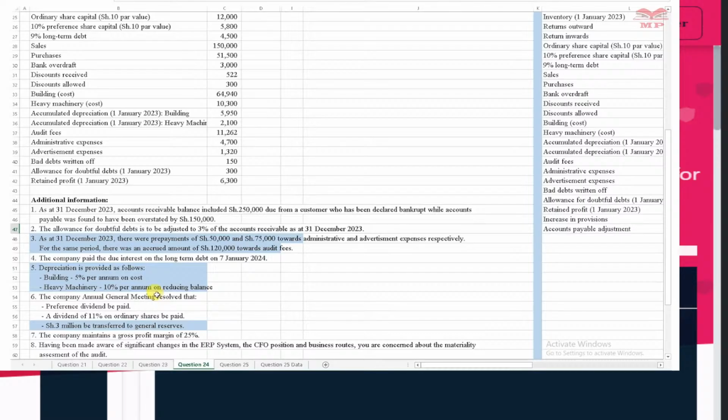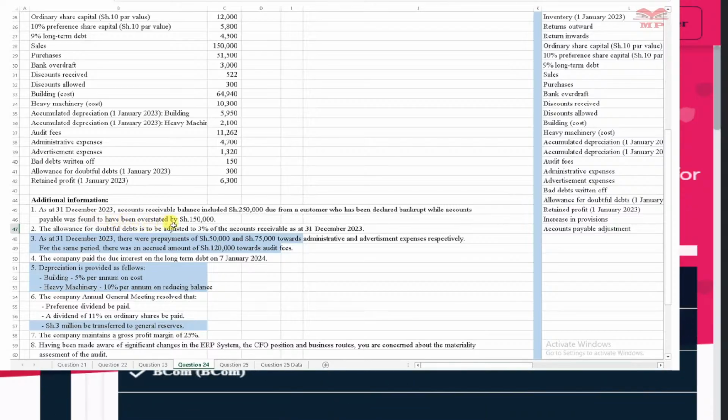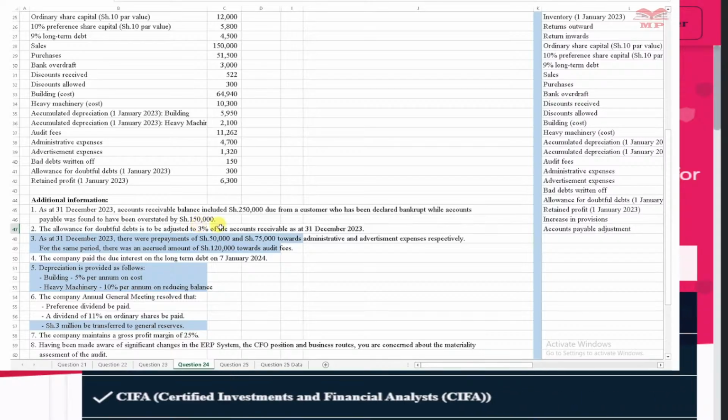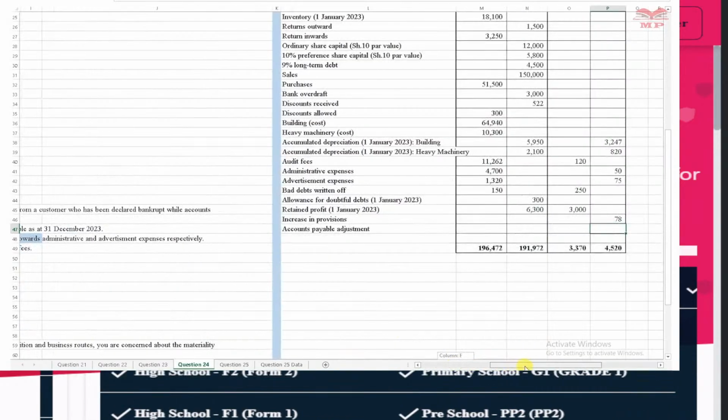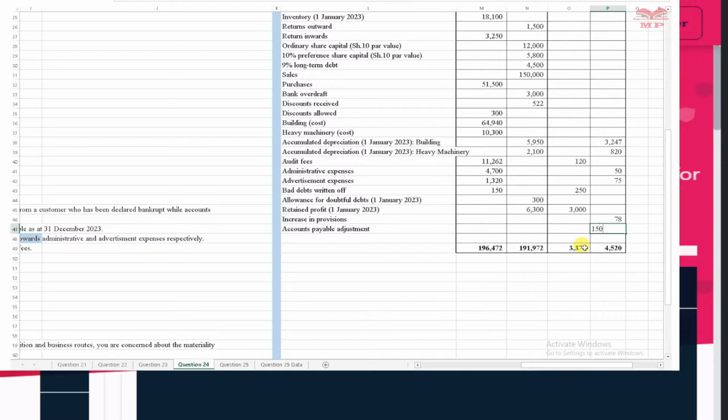we can look at note number 1. As of 31st December 2023, accounts receivable balance was 250 due from a customer who had been declared bankrupt, while accounts payable was found to have been overstated by 150,000. So with that information, we can determine that the accounts payable adjustment will be based on the 150. So we just come right over here and put 150 right down here.